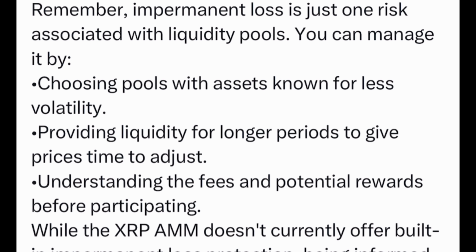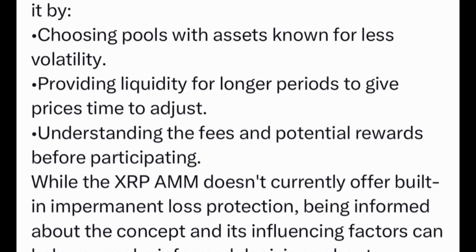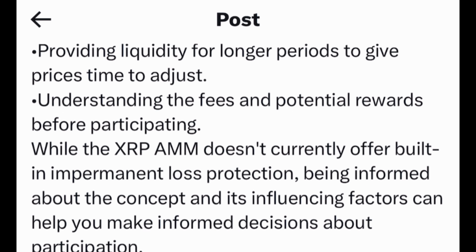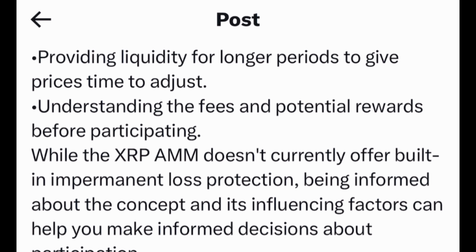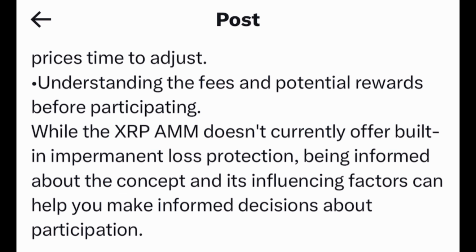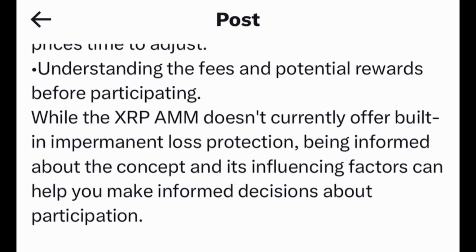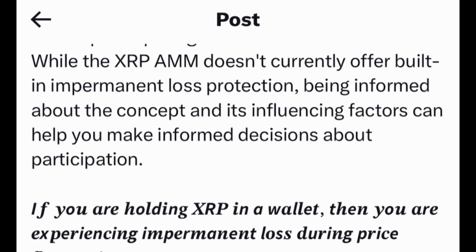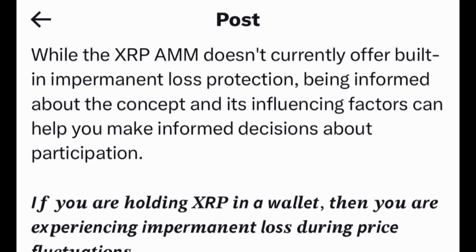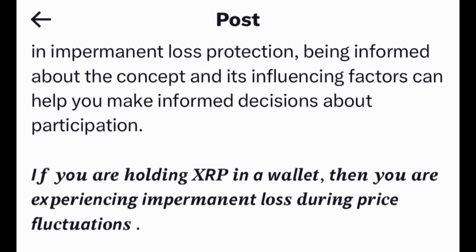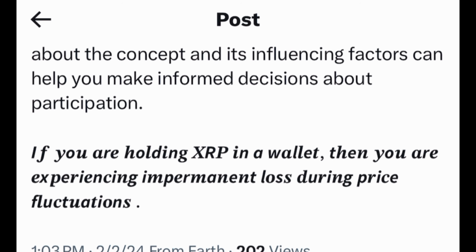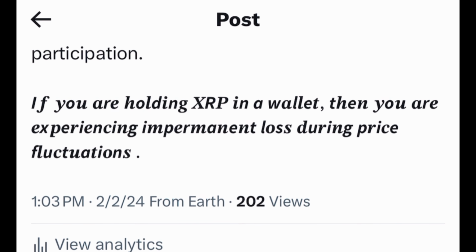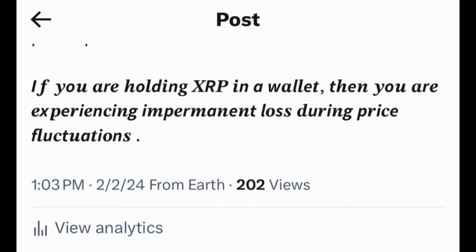Remember, impermanent loss is just one risk associated with liquidity pools. You can manage it by choosing pools with assets known for less volatility, providing liquidity for longer periods to give prices time to adjust, and understanding the fees and potential rewards before participating. While the XRP AMM doesn't currently offer built-in impermanent loss protection, being informed about the concept and its influencing factors can help you make informed decisions about participation. If you're holding XRP in a wallet, then you are experiencing impermanent loss during price fluctuations.